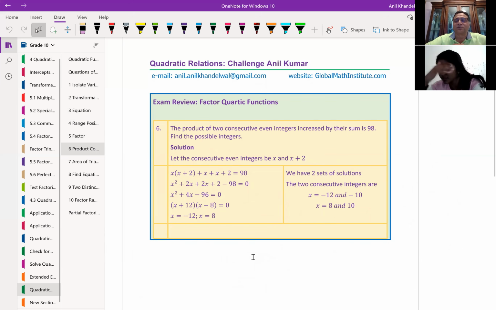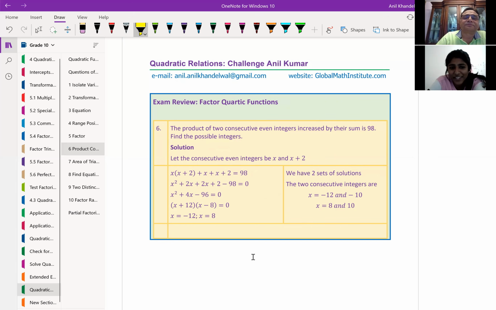Now, question number 6. Can you please read this question and tell me how will you do it? Right. So the product of two consecutive even integers increased by their sum is 98. Find the possible integers. Yes. How will you solve?